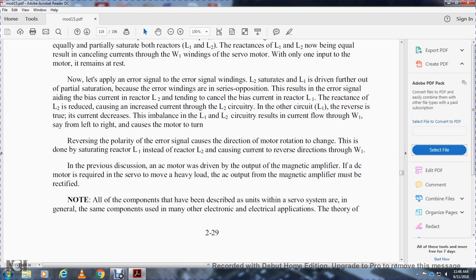Reversing the polarity of the error signal reverses the direction of the motor rotation, saturating reactor inductor 1 instead of reactor 2, causing the current to reverse direction through winding 1. In the previous discussion, an AC motor was driven by the output signal of the magnetic amplifier. If a DC motor is required to do the servo work of moving a heavy load, the AC output of the magnetic amplifier must be rectified.